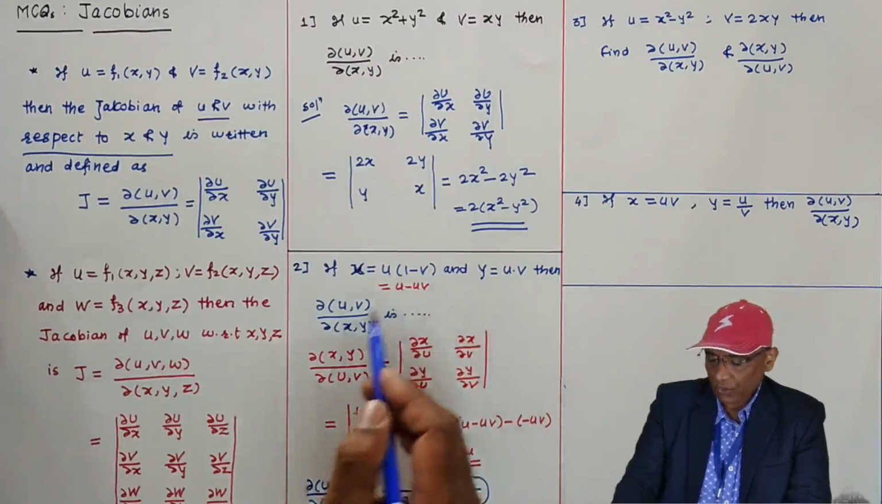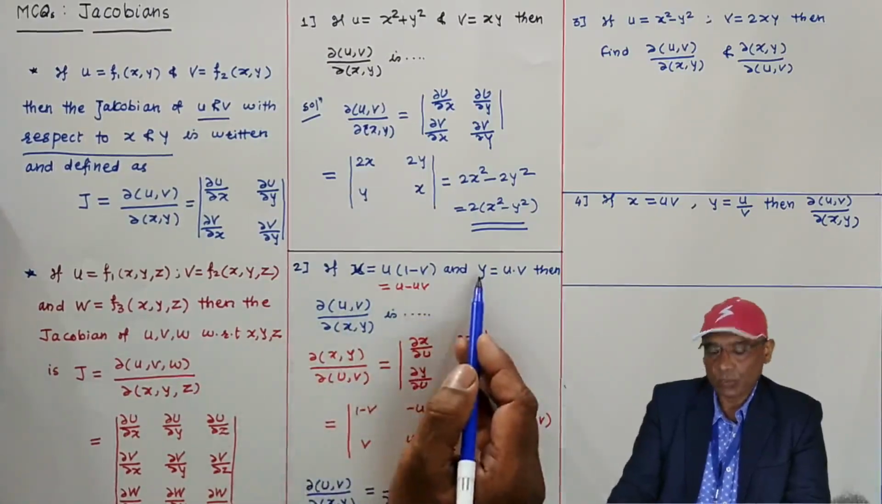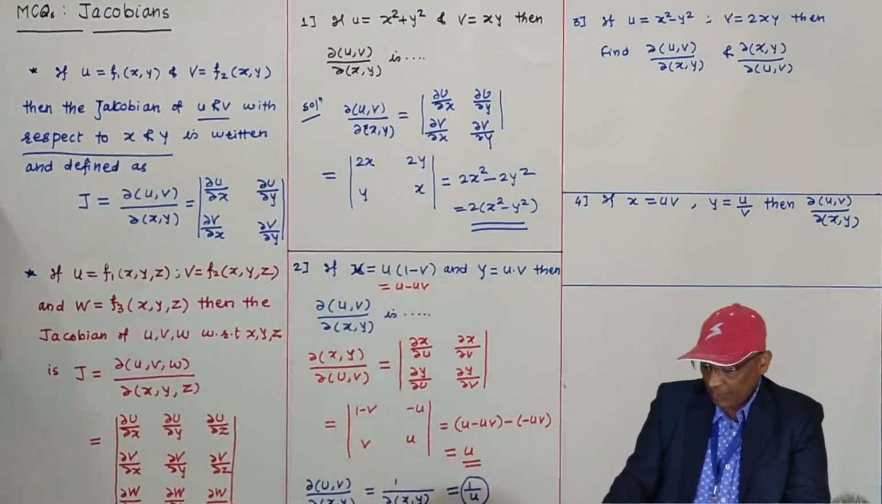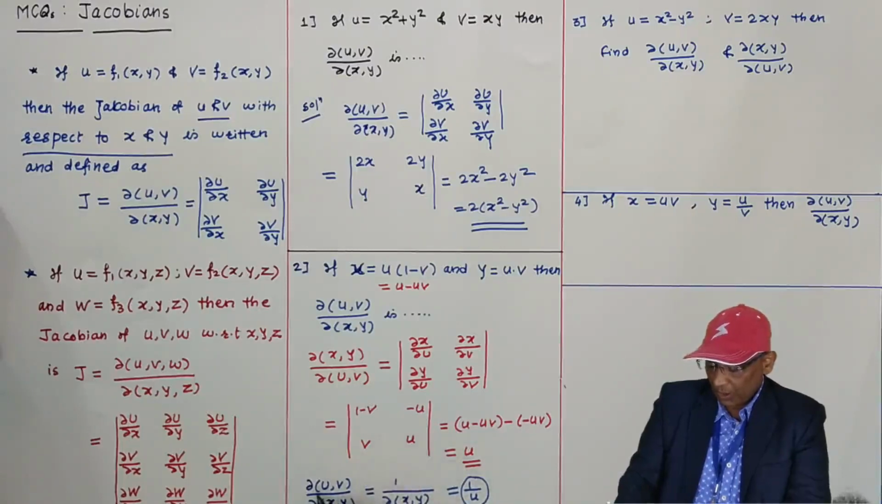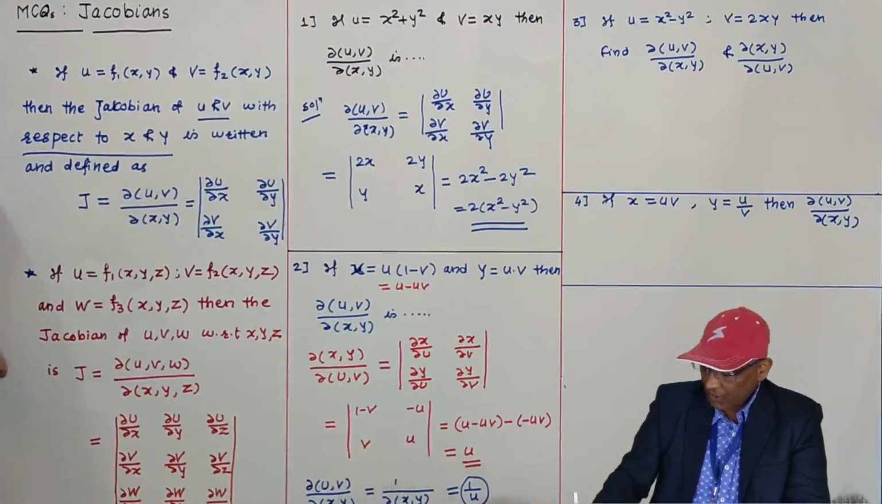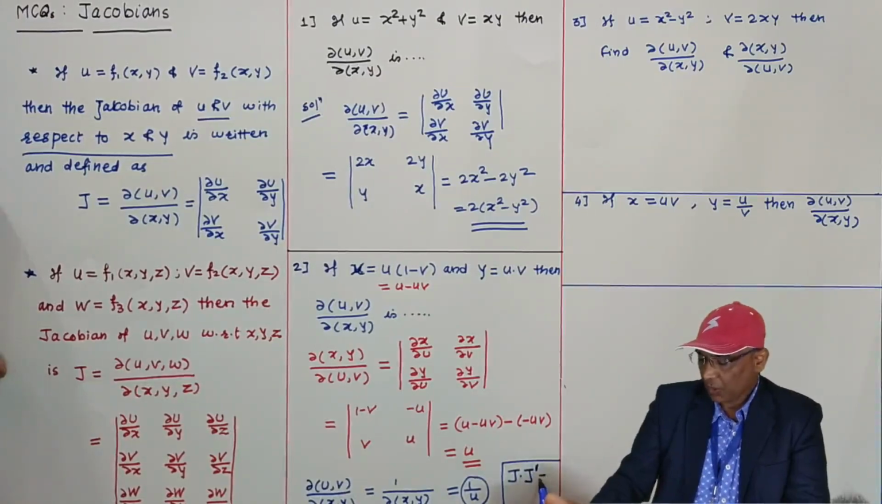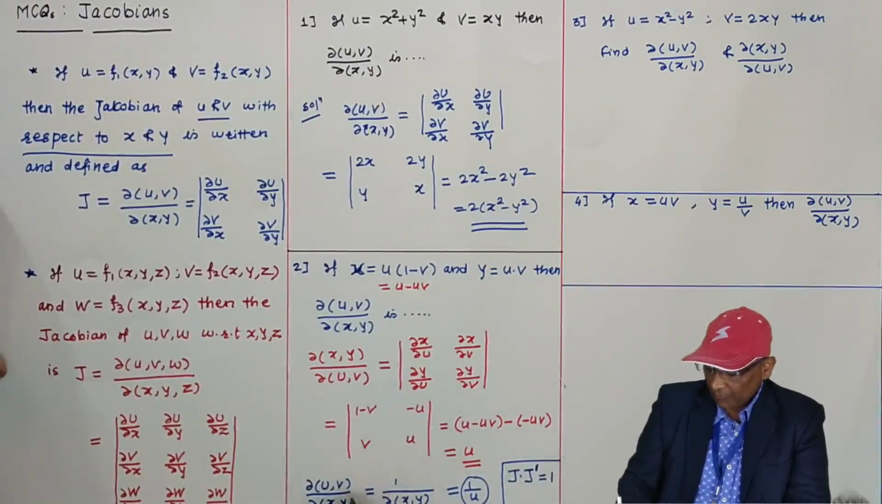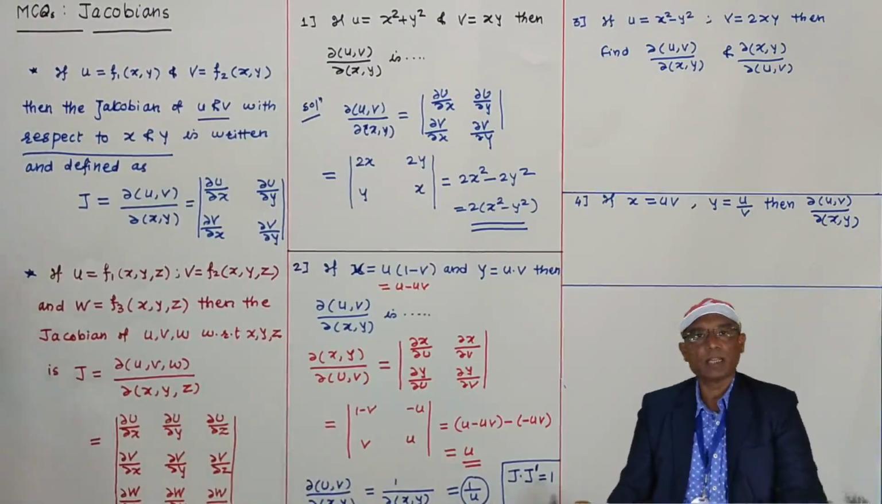Here x and y are expressed in terms of u and v. Therefore, it is convenient to find the Jacobian of x and y with respect to u and v, and eventually we take the reciprocal of it. Means del uv by del xy I want, this can be written like this. The product of these two Jacobians is 1. If J is the Jacobian, and J dash is the multiplicative inverse of it, then its product is always 1. So this is our J and this is our J dash. J into J dash equals 1.